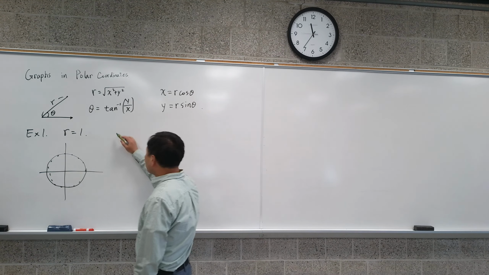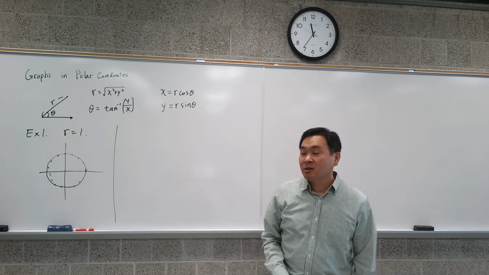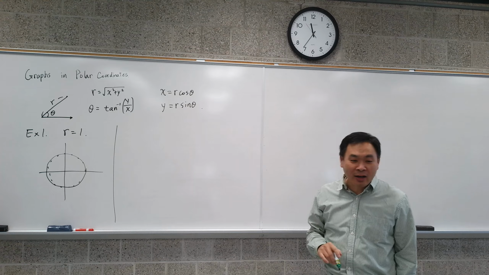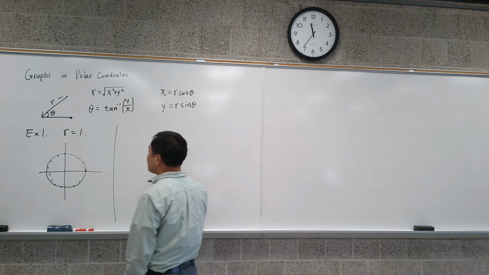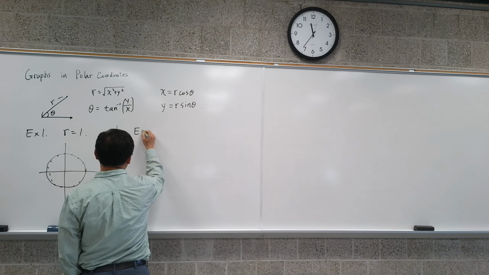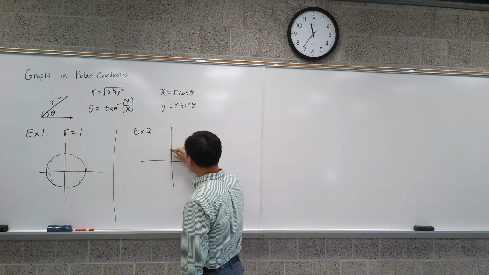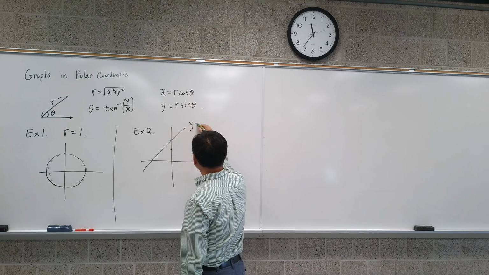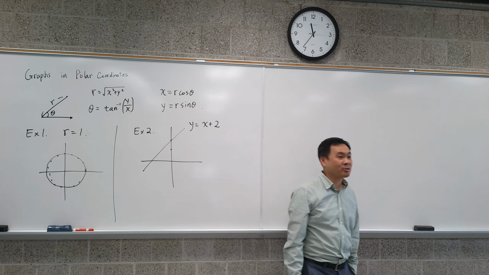Now, let's take a slightly different strategy. How would you go about writing down lines in this coordinate system? So, for example, think about y equals x plus 2. How's that?